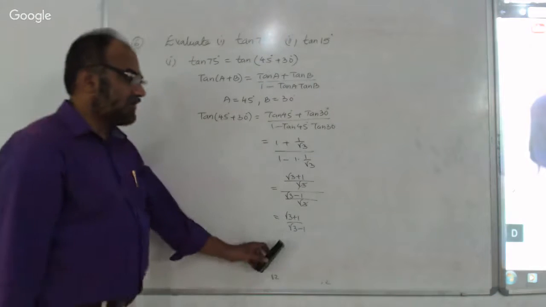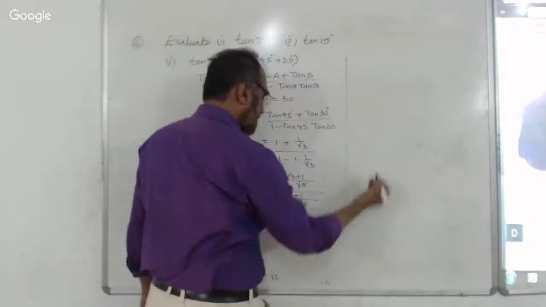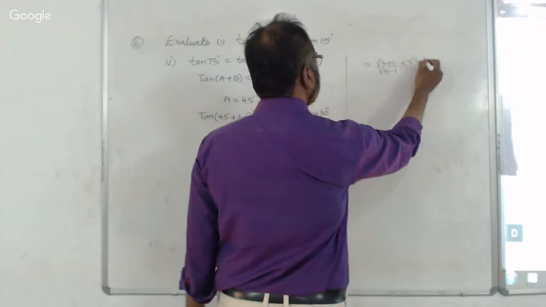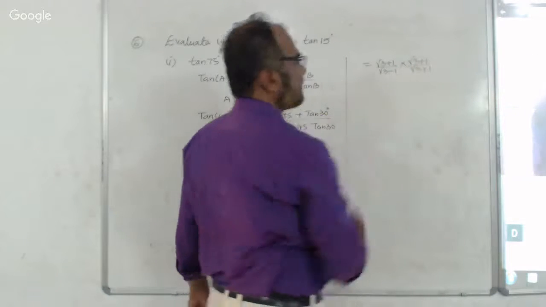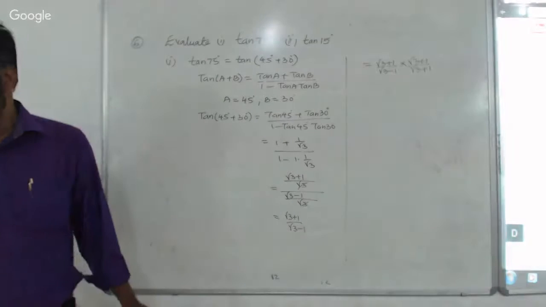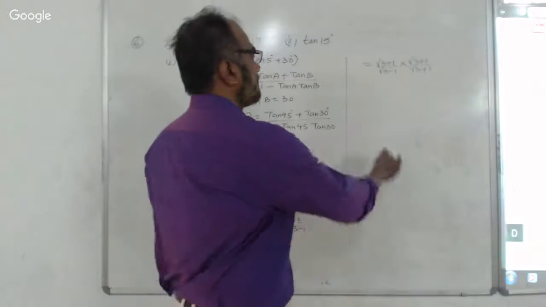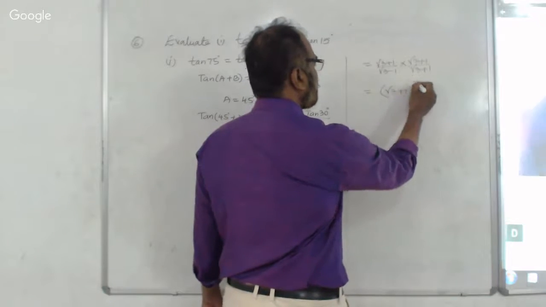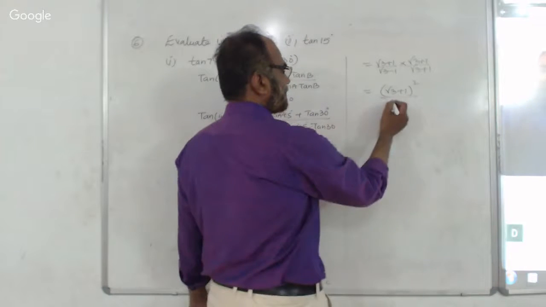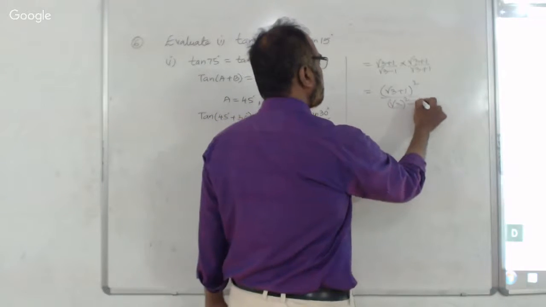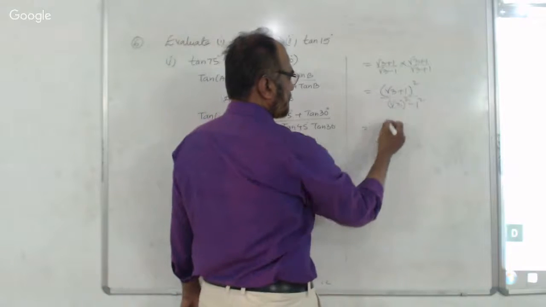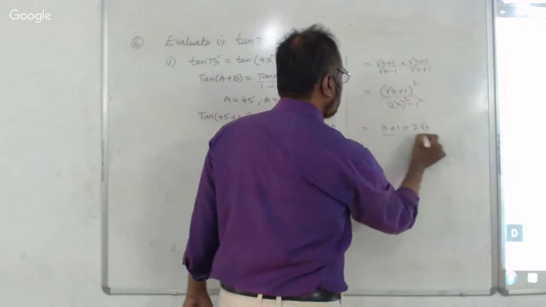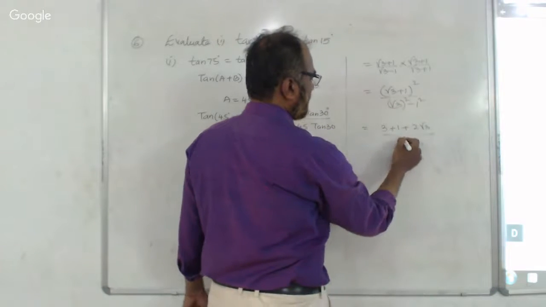You multiply and divide by root 3 plus 1. Root 3 plus 1 by root 3 minus 1, multiplying with root 3 plus 1 and dividing by root 3 plus 1. The numerator will be root 3 plus 1 into root 3 plus 1, which is root 3 plus 1 whole square, and the denominator is a minus b into a plus b, a square minus b square. Now in the numerator, a square is root 3 square, which is 3, plus b square is 1, plus 2ab is 2 root 3. The denominator is root 3 whole square, 3, minus 1 square, which is 1.